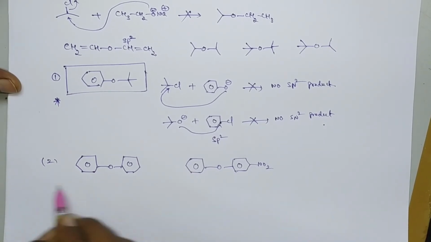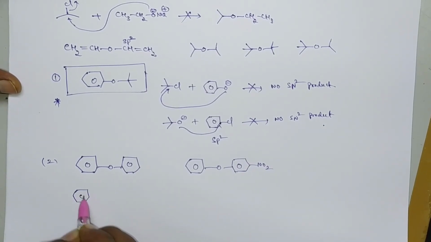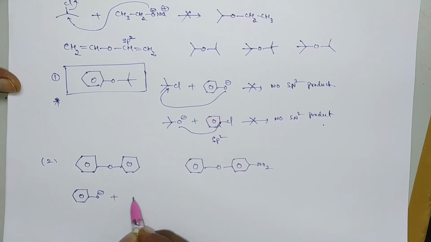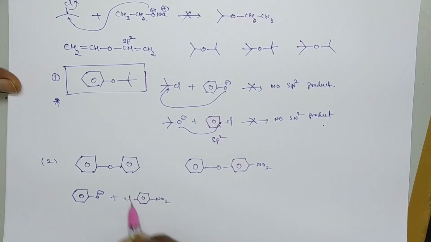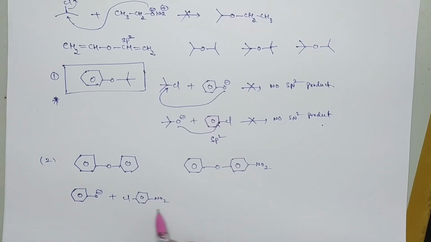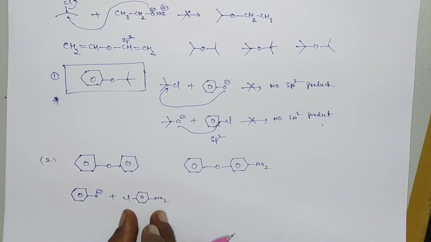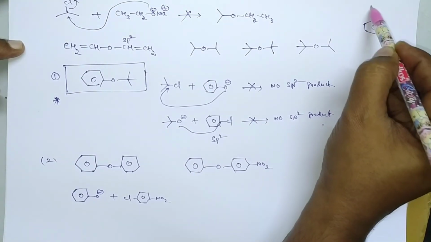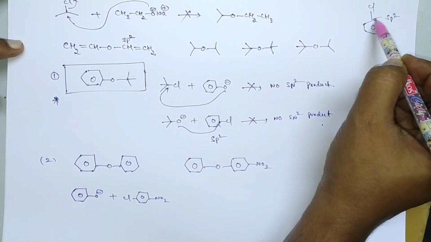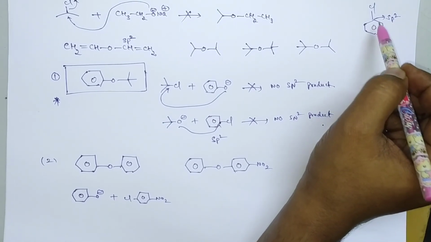This molecule can be prepared by taking this phenoxide ion. This phenoxide ion reacts with para-nitrochlorobenzene. Since it consists of an electron withdrawing group at the para position, this molecule will be involved in SN2 reaction, that is aromatic SN2 reaction. Generally chlorobenzene does not involve in SN2 reaction due to sp2 carbon. Here it is sp2 carbon, so chlorobenzene does not involve in SN2 reaction.